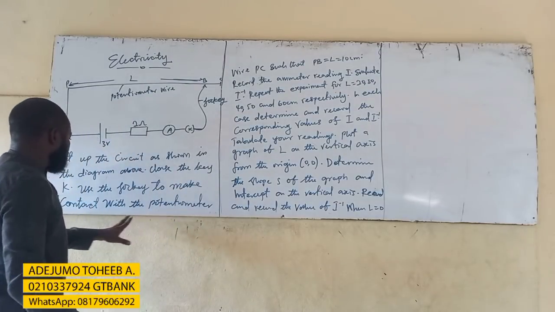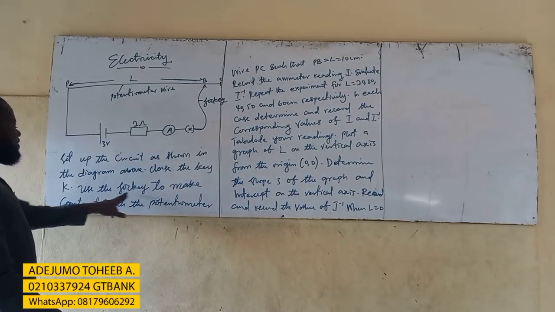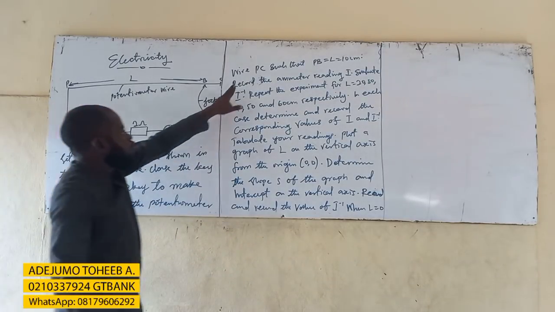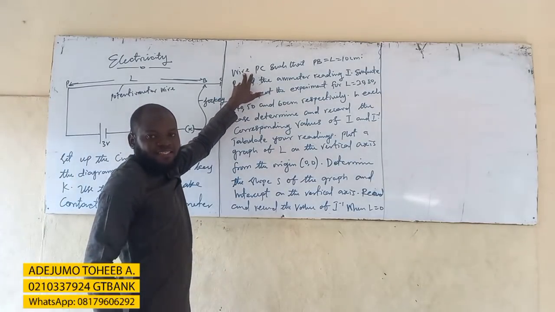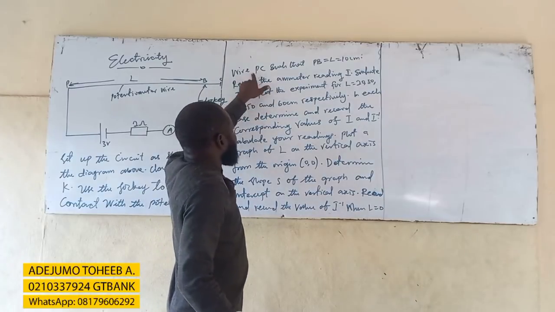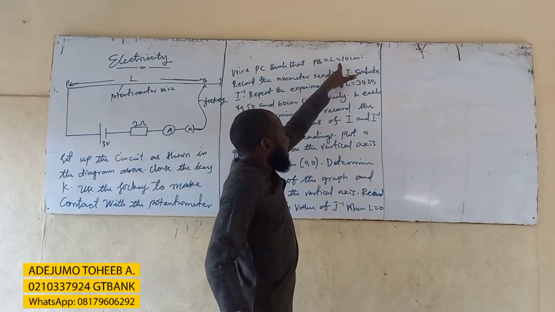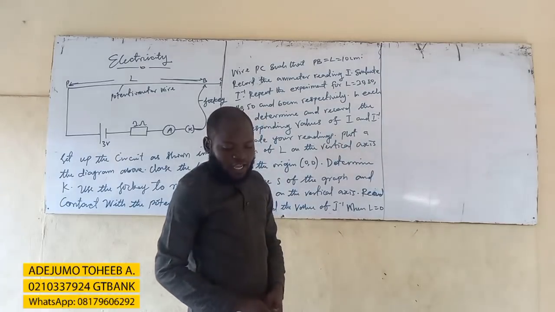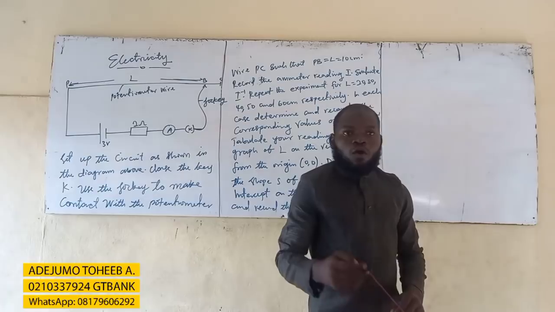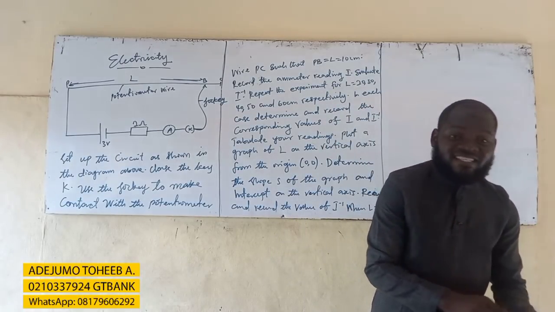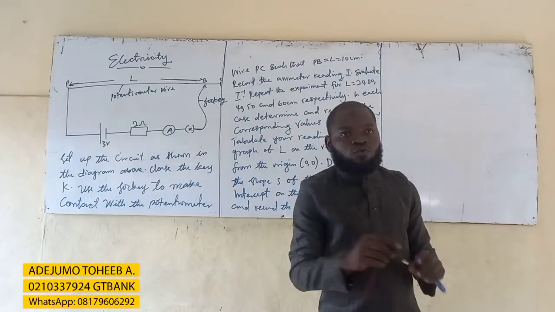The next thing now says what? Use the jockey to make contact with the potential wire. Are you getting this now? So we are going to use the jockey to make contact with the potential wire such that the length L is what? 10 centimeters. So you go and check on the potentiometer where we have 10 centimeters.